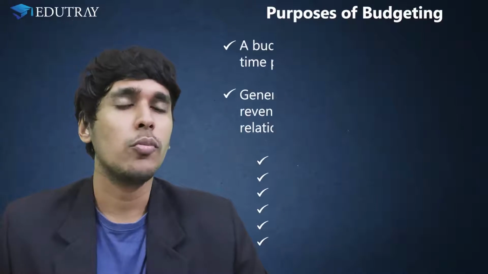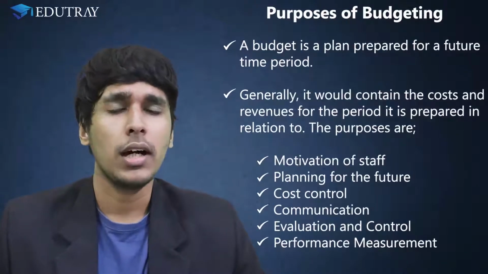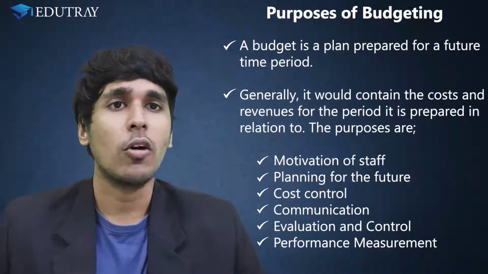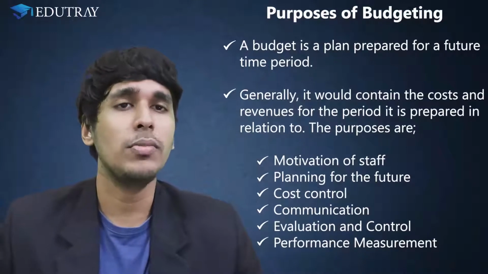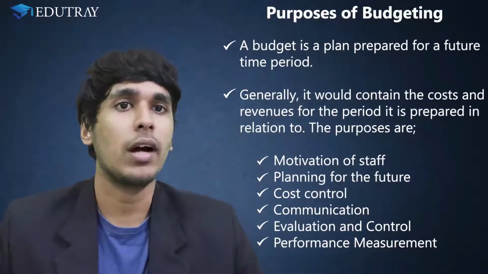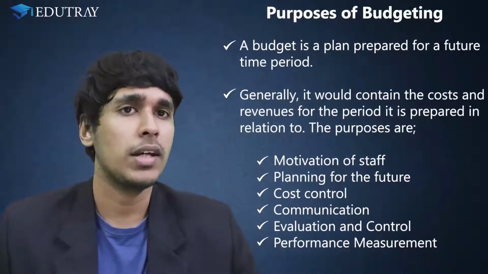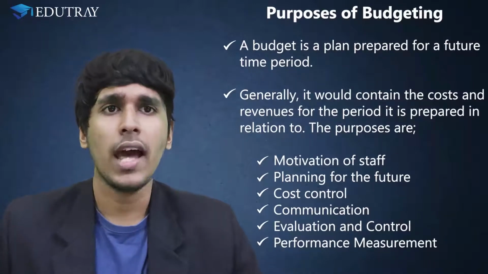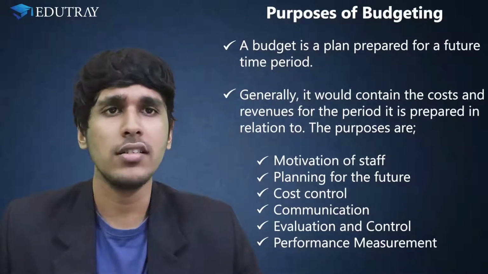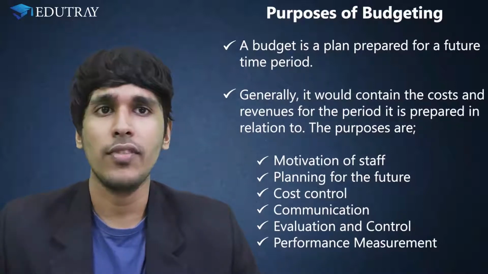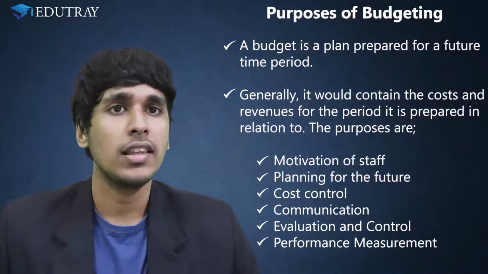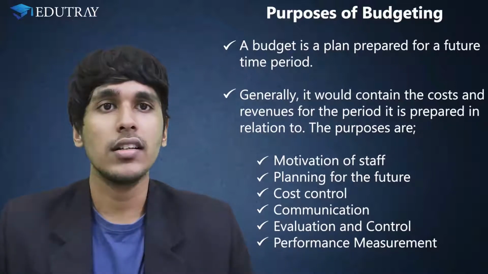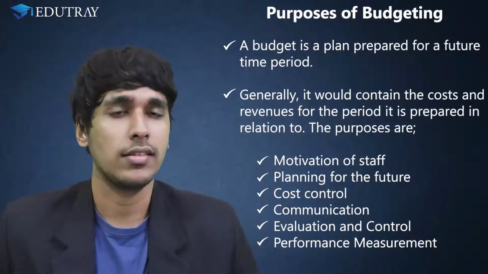Let's move on to key area number 1, the purposes of budgeting. First and foremost, what is a budget? A budget is simply a plan for the costs and revenues that are supposed to be incurred for a specific upcoming period. Now this upcoming period is obviously in the future, and with regards to many organizations, what we commonly see is that they will be facing certain expenditures and they will be receiving certain incomes for their operations.